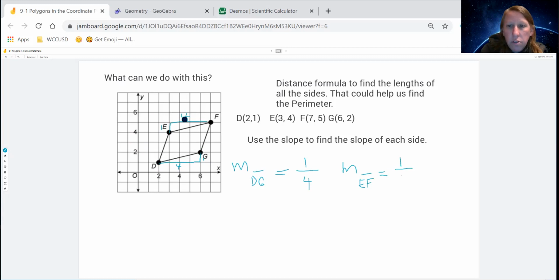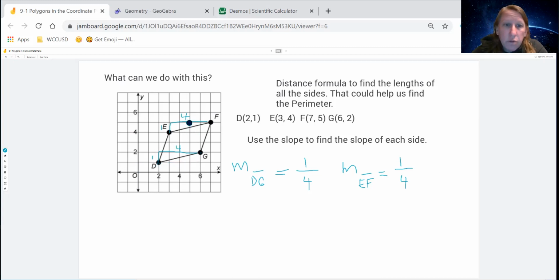So if you showed somebody this, and then you said, I know these are parallel, and somebody said, how do you know they're parallel? You could say, well, look, they have the same slope. I just showed you that this one has a slope of 1 over 4, and that one has a slope of 1 over 4. And I know that parallel lines have the same slope. So that helps me start to prove that this shape is a parallelogram.